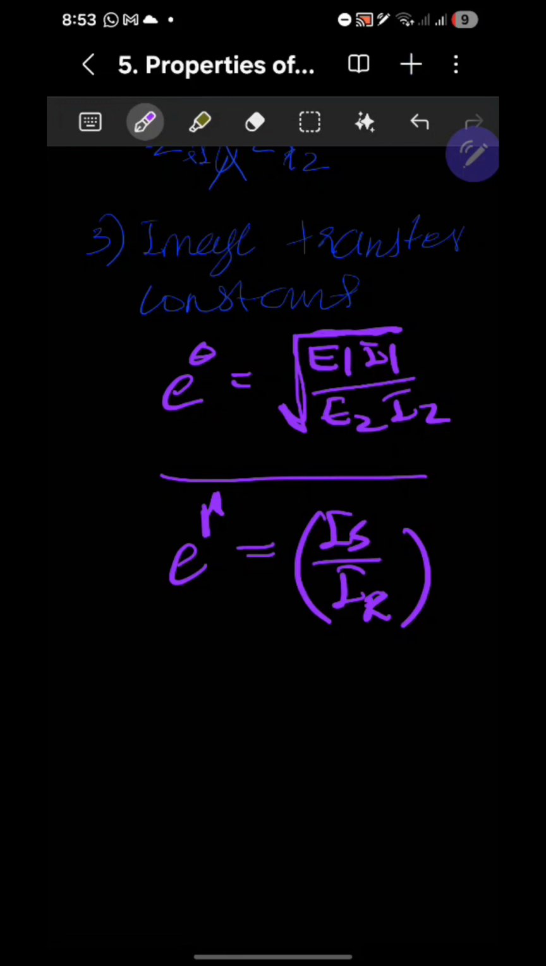Before we conclude the discussion about the properties, let us have some notes about these two-port network, symmetrical network and asymmetrical network properties.